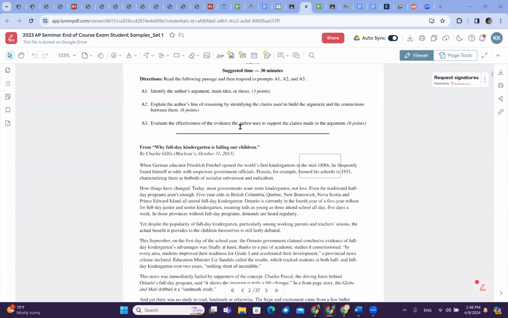Okay? Now, line of reasoning. I don't think you guys have taken this before. Line of reasoning is where you take the author's claims and you make a direct line to them to evidence. Okay? So guys, give me a claim. Anyone, give me a claim. Any type of claim, whatever you want.